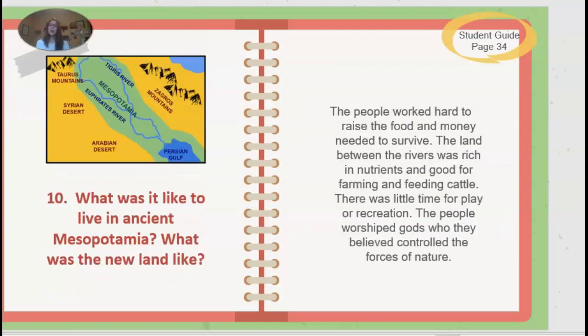And question number 10, what was it like to live in ancient Mesopotamia? What was the new land like? The people worked hard to raise the food and money needed to survive. The land between the rivers was rich in nutrients and good for farming and feeding cattle. There was little time for play or recreation. The people worshiped gods who they believed controlled the forces of nature.